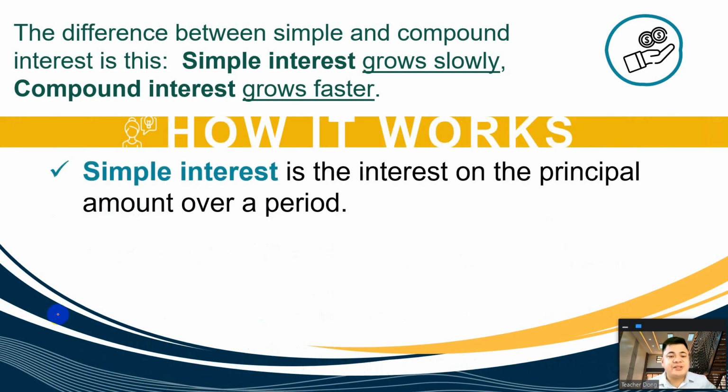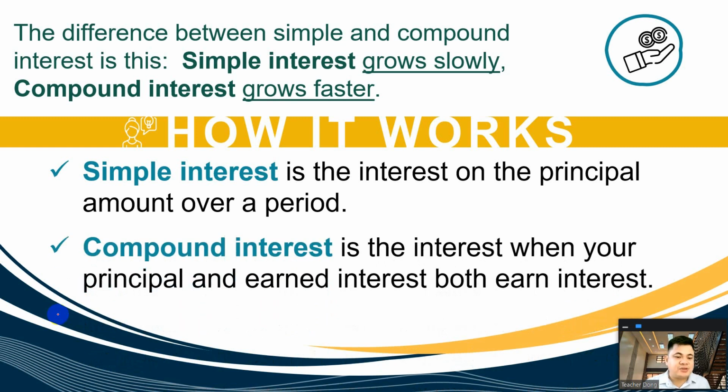For simple interest, it's just simply the interest on the principal amount over a period of time. Let's say you borrowed 50,000 pesos and it has an interest of 5% per annum. So that's the one that will be computed. Let's say you have a period of repayment or contract of 1 year. That 5% will take effect for that specific year, and you will have your monthly installment.